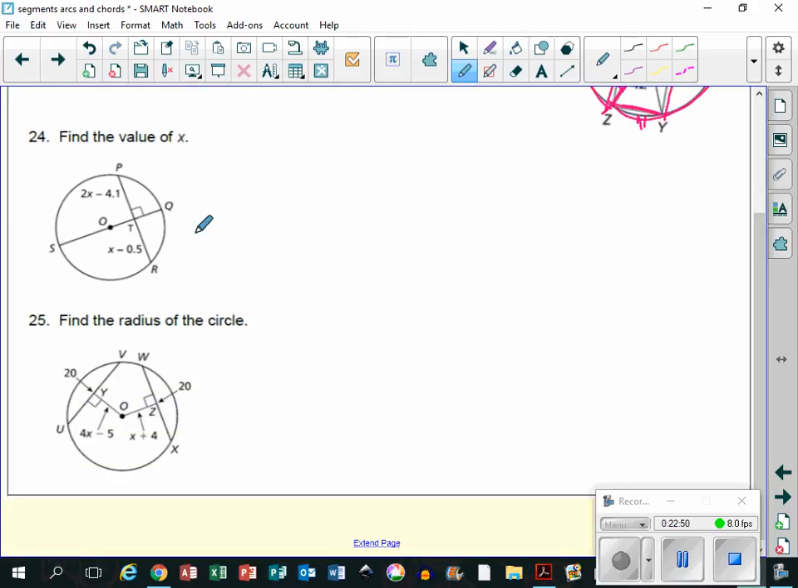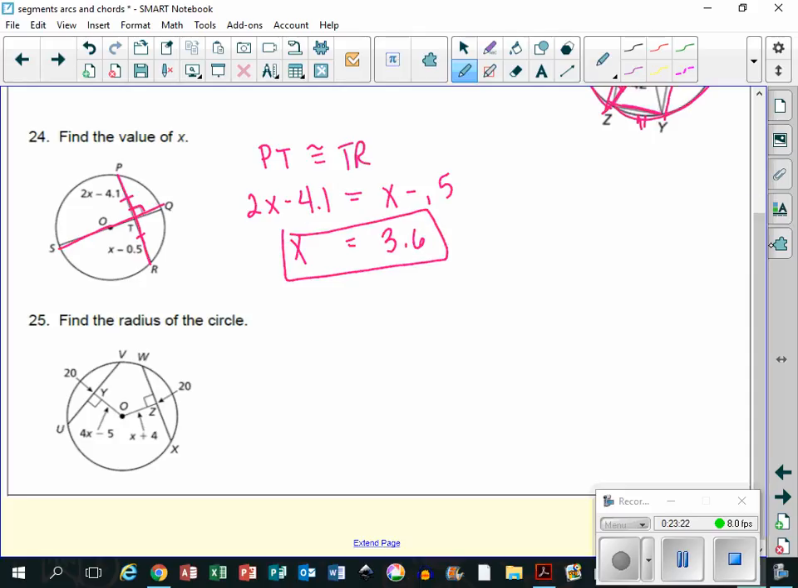It says find the measure of x. Well, I have a diameter, and I know it's a diameter because it goes to the center, and I'm seeing that it's perpendicular to this chord. So the rule says if a diameter is perpendicular to a chord, this is equal to this. So that means PT is congruent to TR. So 2x minus 4.1 is equal to x minus 0.5. So subtract x, I get x. Add 4.1 and I get 3.6. So that's all it asked me to do, was to find x. Simple enough. As long as you're using the property right, you shouldn't have any problem.